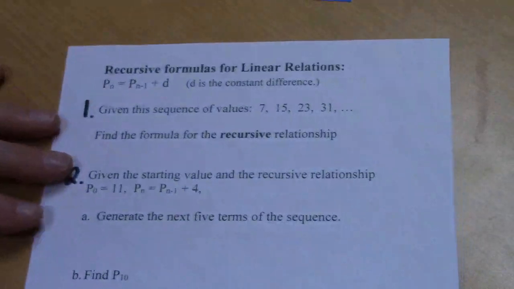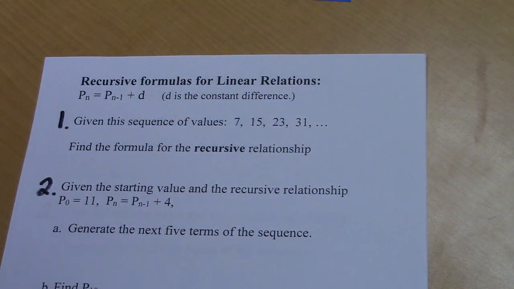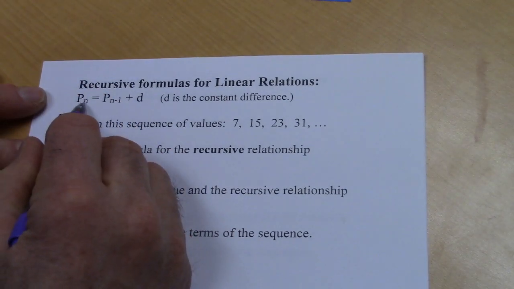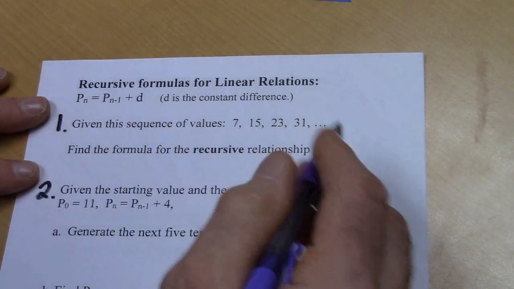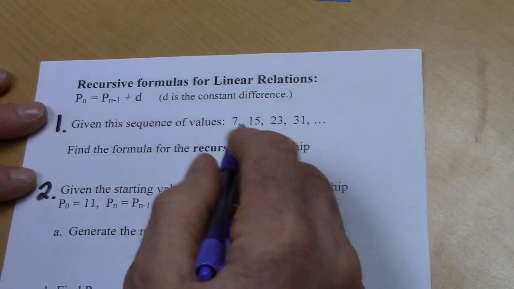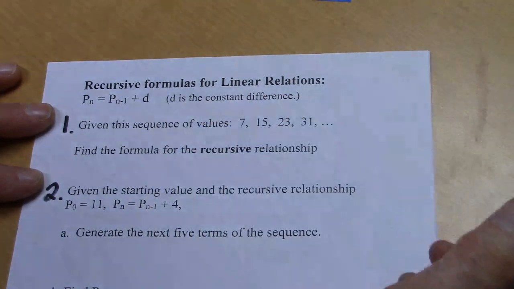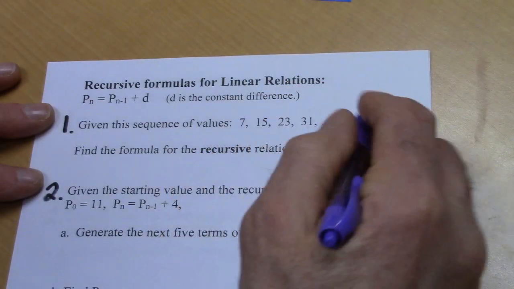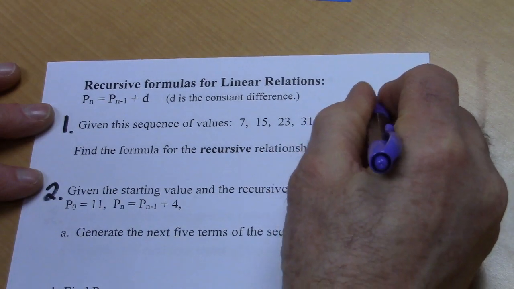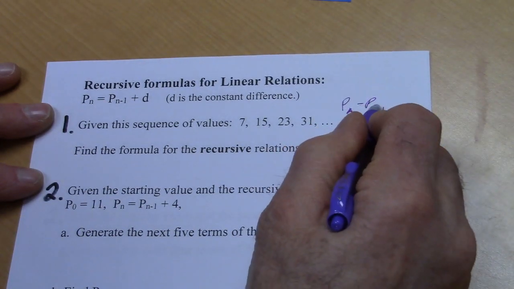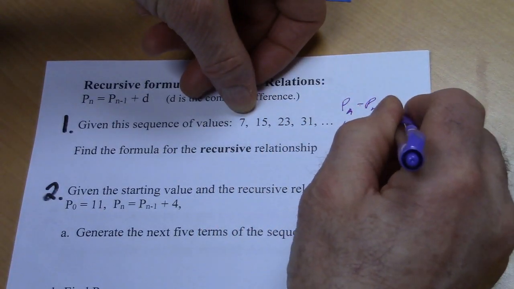Example 1 is to find recursive formulas for linear relationships, and here it is. You take a term equal to the previous term plus that constant difference. So let's take this sequence of values, 7, 15, 23, 31. Now we already know this is set up to be a linear relationship, but if you look, the constant difference, remember, is p sub n minus p sub n minus 1. Any term minus the term before it. So 15 minus the term before it, 7, that difference is 8.